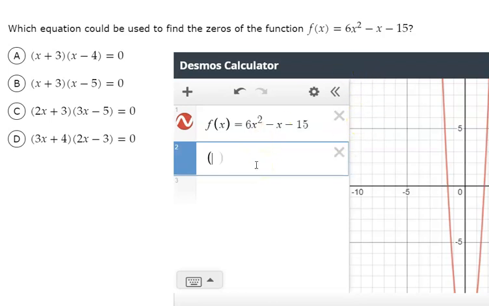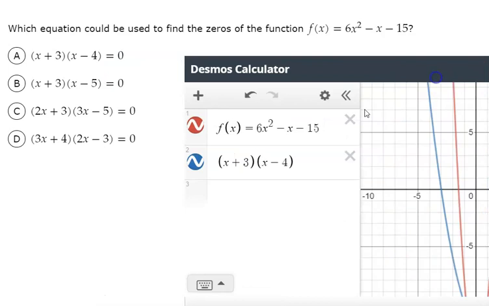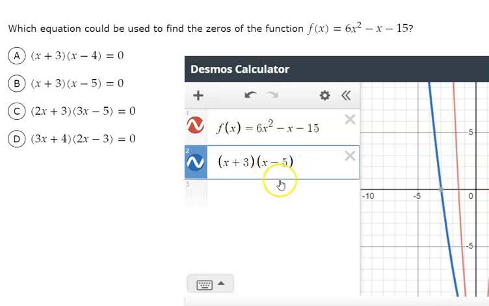So the first answer choice has x plus 3 multiplied by x minus 4. So if I type that in without the equals 0, you'll notice that this parabola is completely different. It's much wider. So that is not correct. The next one is similar to that. It's x plus 3 times x minus 5. It's even worse, so that one doesn't work.